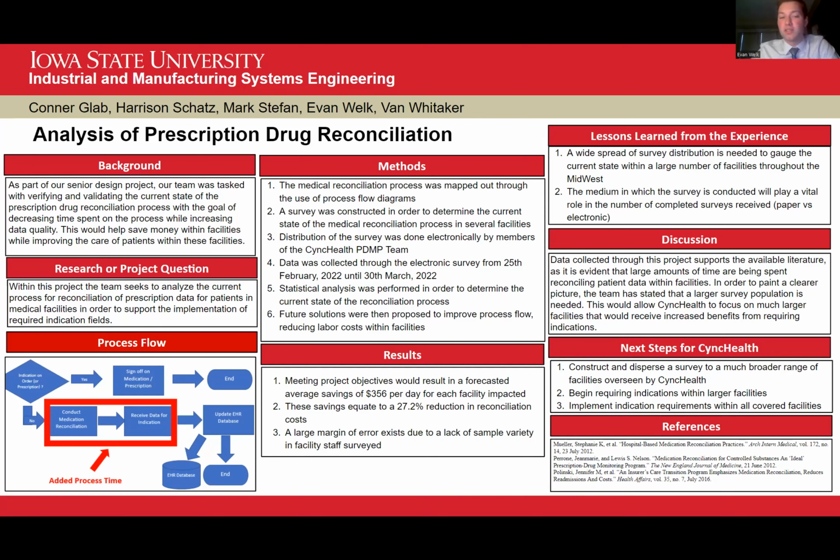Now, without knowledge of the current system or prior experience with this process, it was kind of difficult to create objectives that would accurately represent the potential impacts of the project. So in order to understand the true impact that we could have, we conducted an analysis of the current state, which I will now let Harrison and Connor talk about.